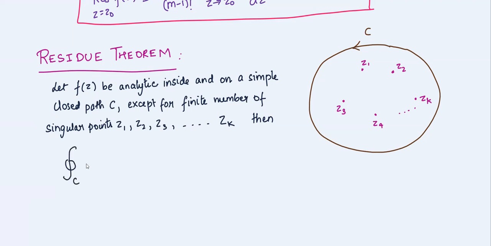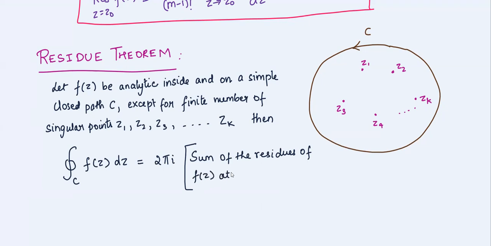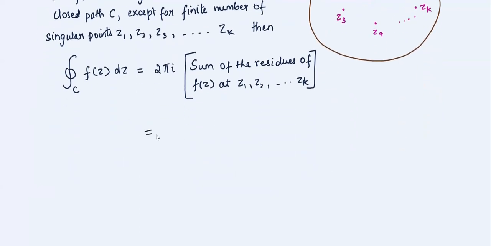the integral over the closed contour of f of z dz is 2 pi i times the sum of the residues of f of z at z1, z2, up to zk. So the sum of the residues, if we expand about different points.